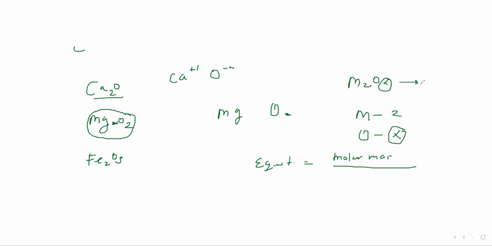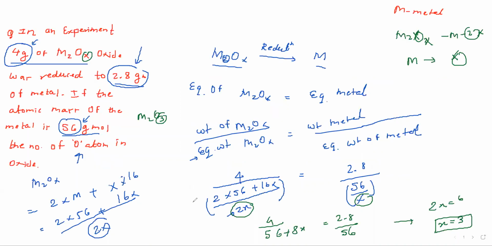So M2OX can give how many oxygen? 2 oxygen. Why 2 oxygen? Because this metal has 2 valency. So 2x. Only metal is there, so only x you have to write, weight of metal. Okay, so that's why here and here we are writing these conditions. So weight of M2OX upon equivalent. What is equivalent weight? It's molar mass upon how much metal present are there. So 2x metals are present. Here only one metal is present. That's why they've written X.